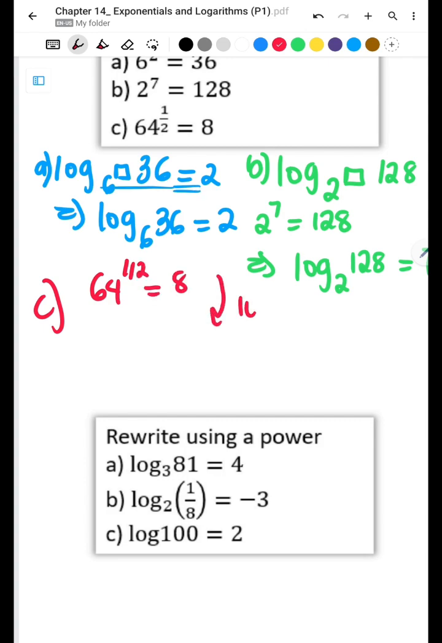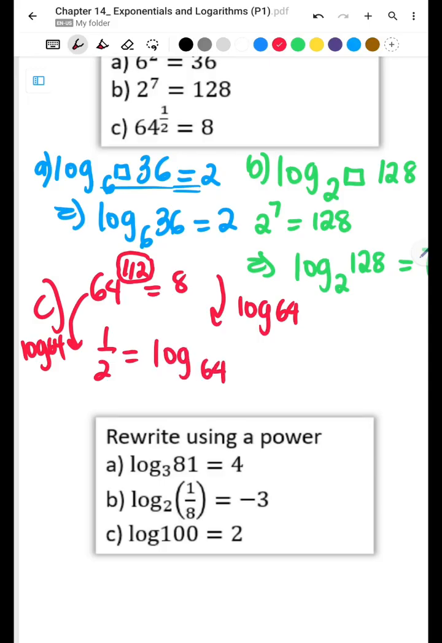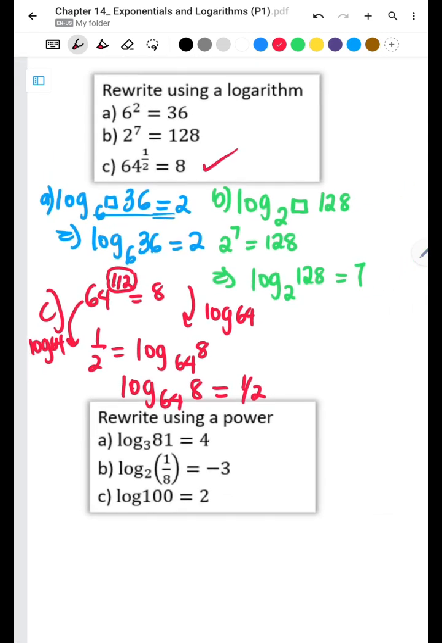When I take log base 64 of both sides, the reason why I'm taking log base 64 is because 64 is the one with the power of half. So that when I take log base 64 of 64 to the power of half, I will just have half left, equal to log base 64 of 8. So that means log base 64 of 8 is equal to half. And that's how I did this one.